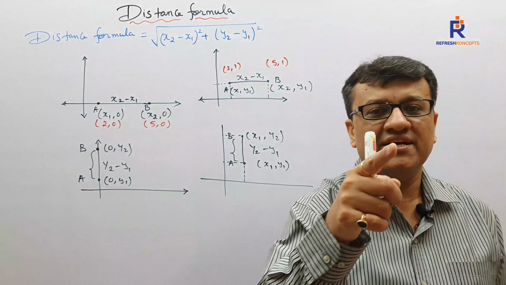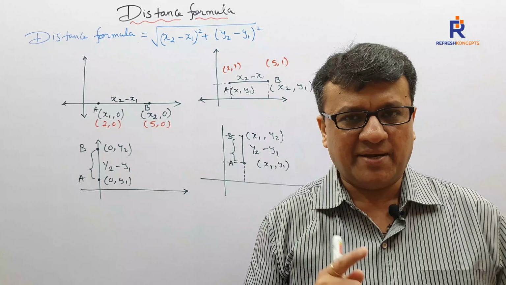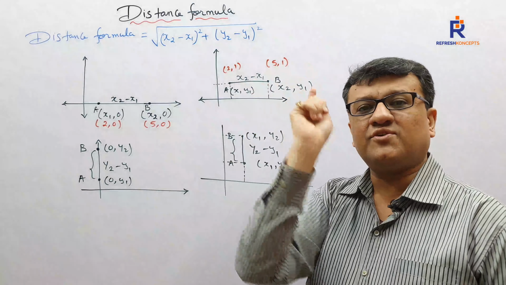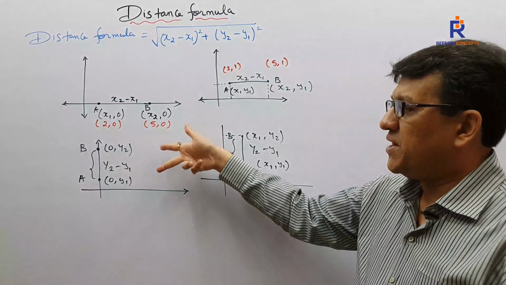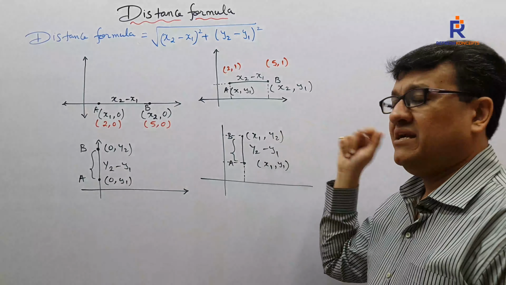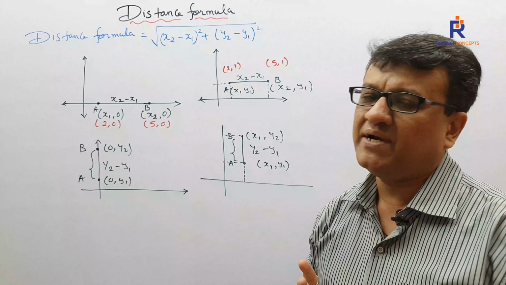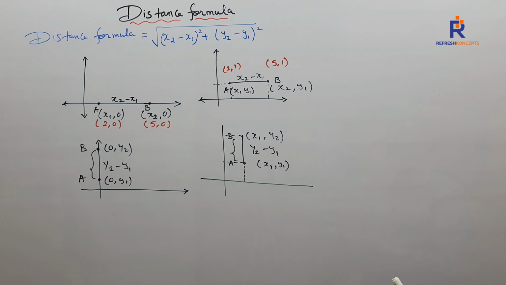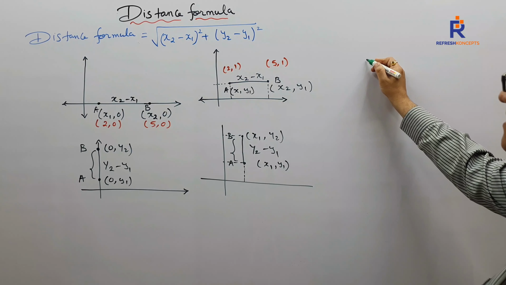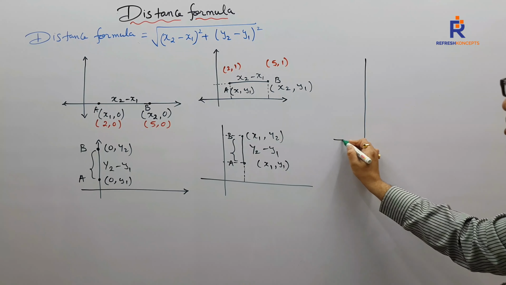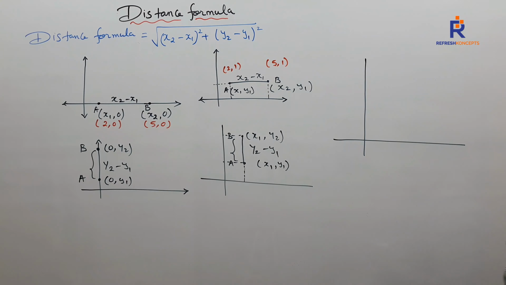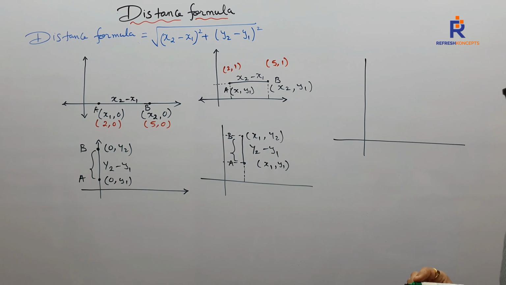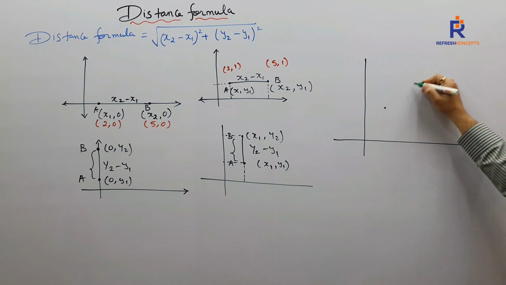So what is now the summary of this 3-minute session? If the 2 points lie on x-axis or parallel to x-axis, distance is always given by x2 minus x1. If the 2 points lie on y-axis or parallel to y-axis, distance is given by y2 minus y1. Question arises, sir, what if the line so formed is neither parallel to x-axis nor parallel to y-axis? That means an inclined line.